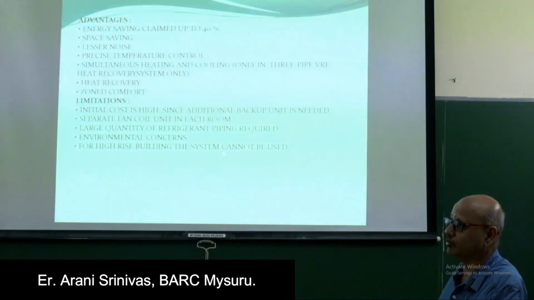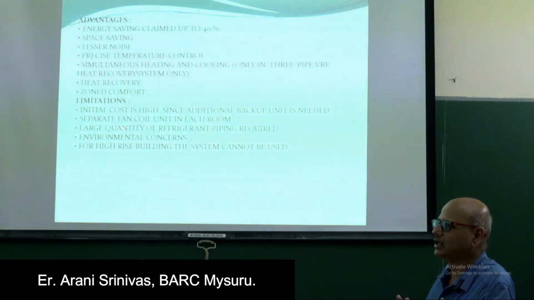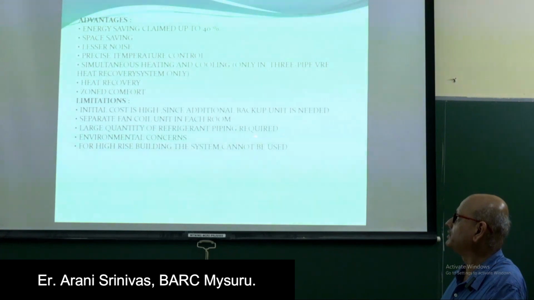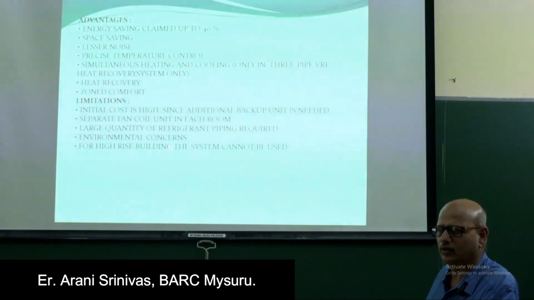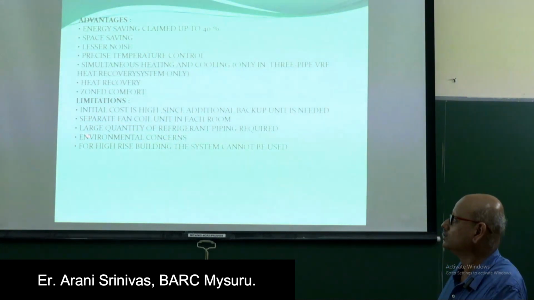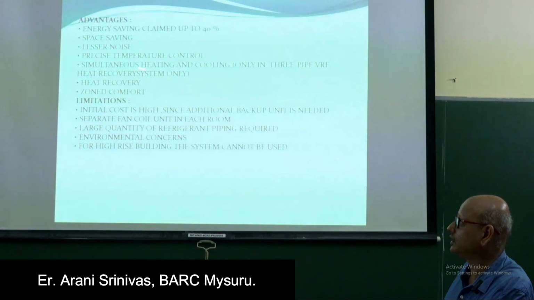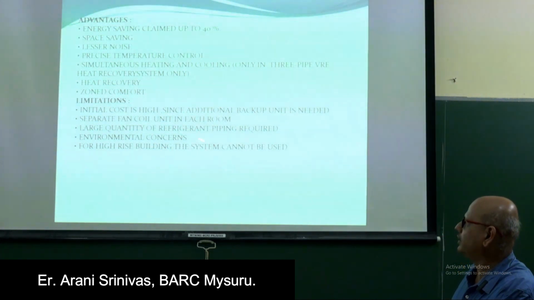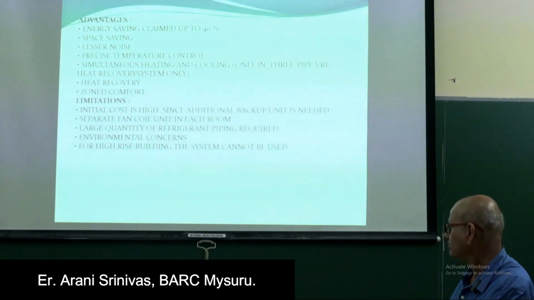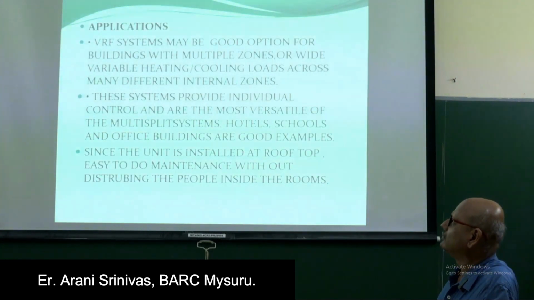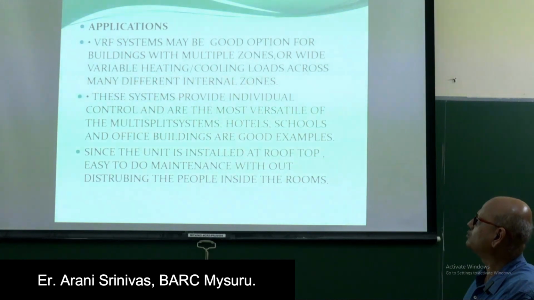The limitation is that the initial cost is high, because an additional backup unit is needed. A separate fan coil unit in each room. Each room should have one fan and operator. A large quantity of refrigerant pipe is required, and since the length of pipe is more, you have to fill more refrigerant also. So there is an environmental concern: if this gas leaks, the entire gas goes out and we have to refill it. So it will have global warming and ozone depletion problems. For high-rise buildings, the system cannot be used. The VRF system may be a good option for buildings with multiple zones. See, these are the advantages which I told you.